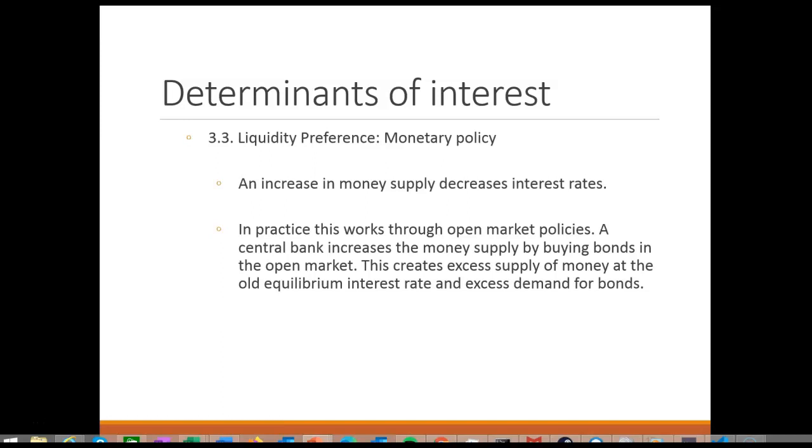In practice, the mechanism works through open market policies. For instance, in an open market purchase, a central bank buys bonds and pays with money. By contrast, in an open market sale, a central bank sells bonds and takes money off the market. The typical instrument for these are treasury bonds, and notice that central banks themselves do not issue bonds. They also typically don't buy them from the treasury directly. Rather, they buy them from bond traders or banks in the open market, hence the name. Now, if a central bank buys bonds, it puts money in the market, the money supply increases, but at the same time, it takes bonds off the market, so the bond supply decreases.